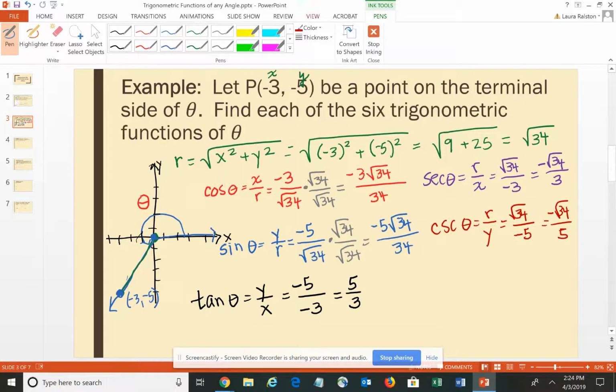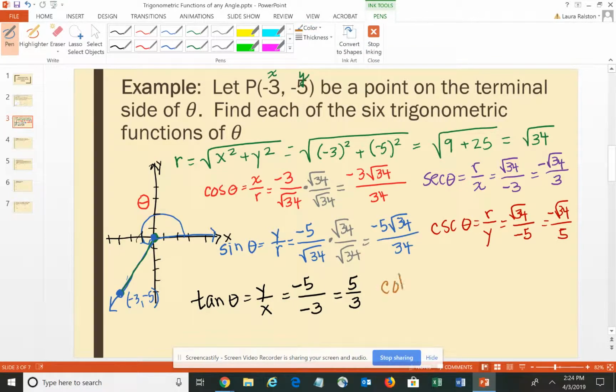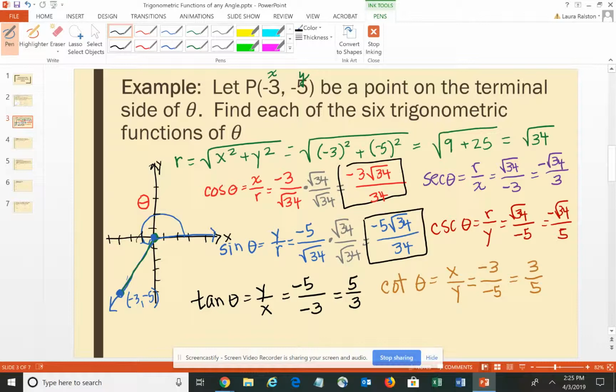And then finally, the last one we have, the cotangent. The cotangent of theta is x divided by y. So I would have -3 divided by -5, which again simplifies slightly because a negative divided by a negative is a positive. And so I've been able to find those 6 trigonometric functions simply by using the definitions that I was given on the previous slide. There are 6. I'm squaring them off for you.